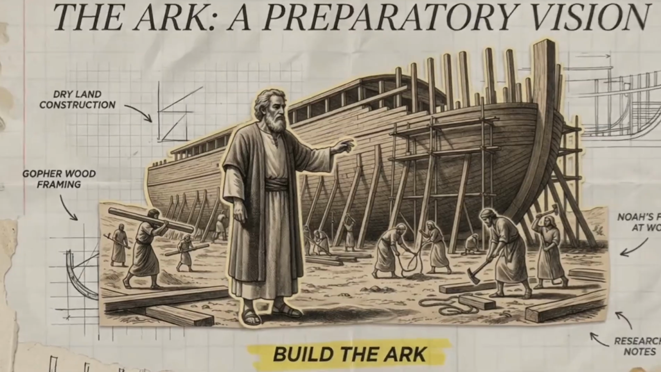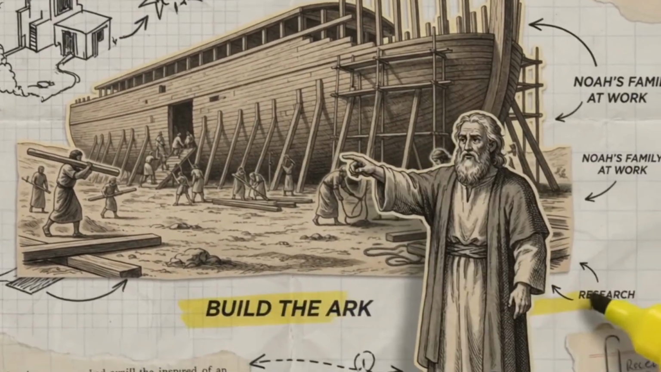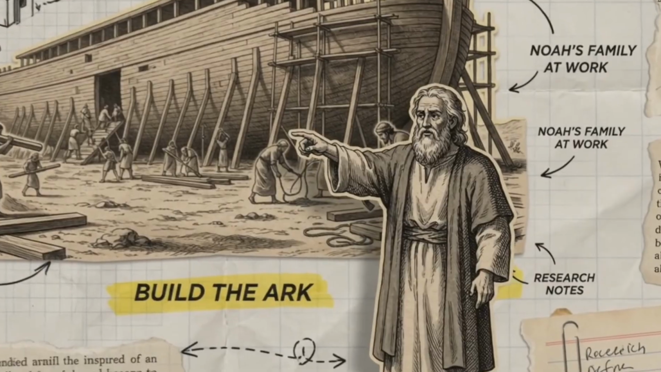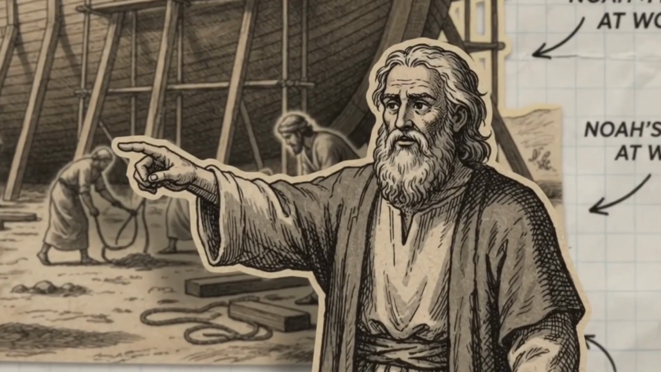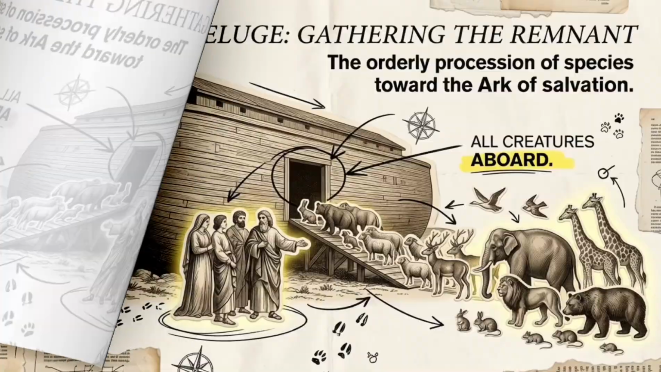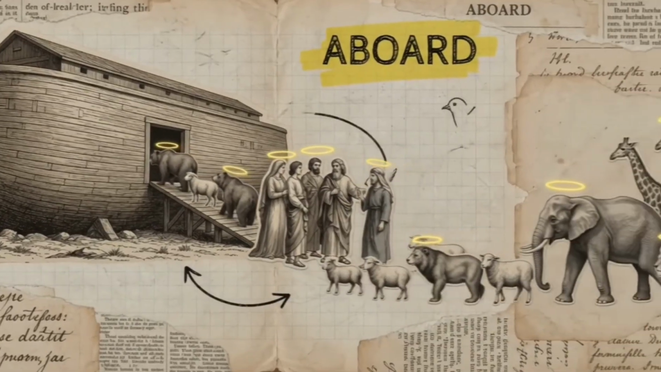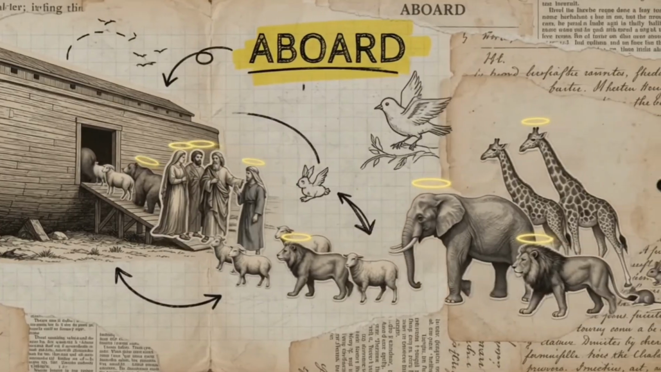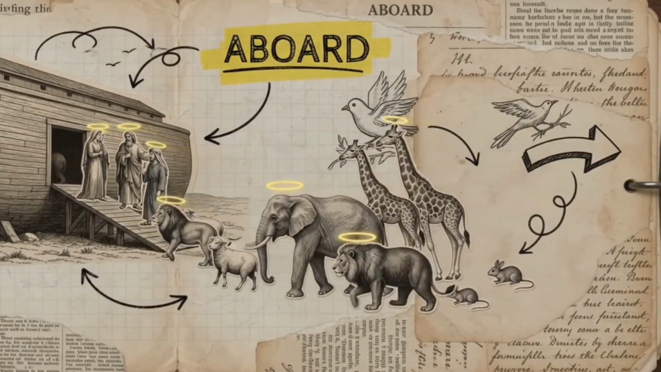Imagine building a gigantic ship on dry land before a single drop of rain had fallen. That was Noah's task. Build an ark before the flood arrived. When the ark was ready, Noah entered with his family. Then animals came aboard, gathering inside the enormous wooden vessel before the doors closed.